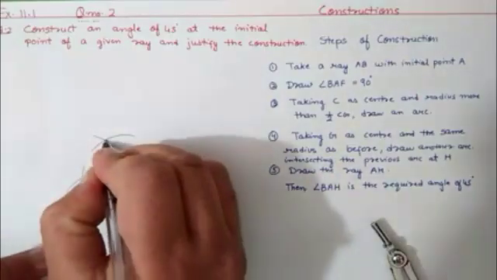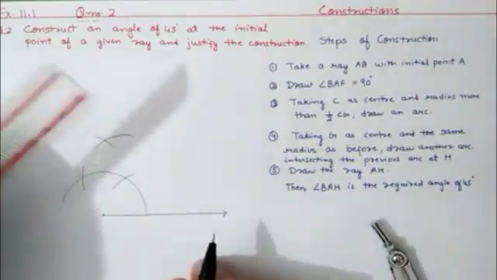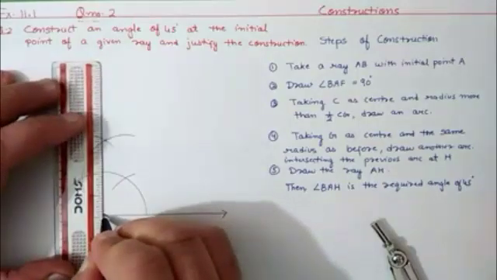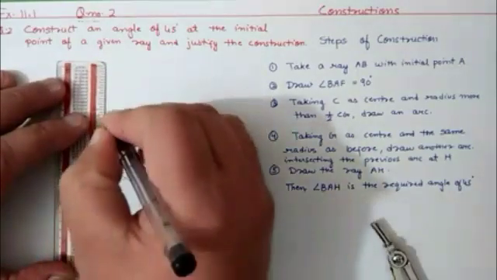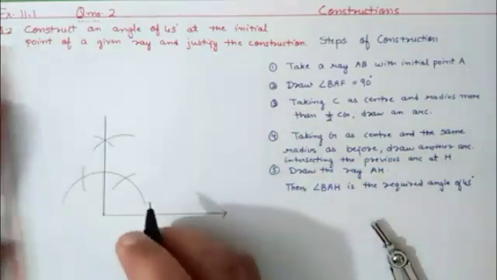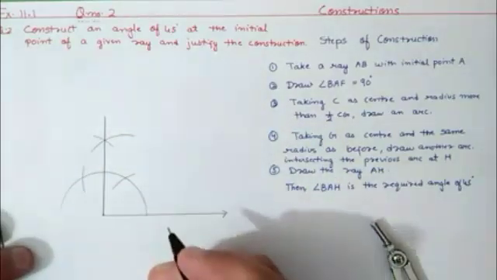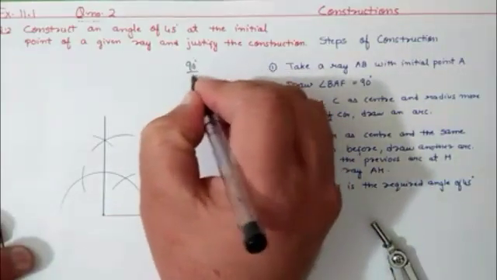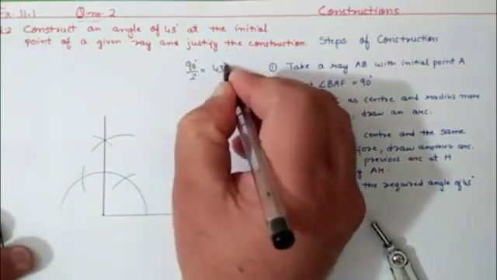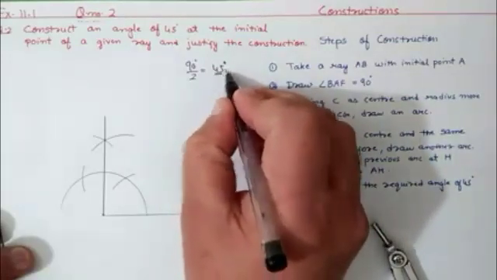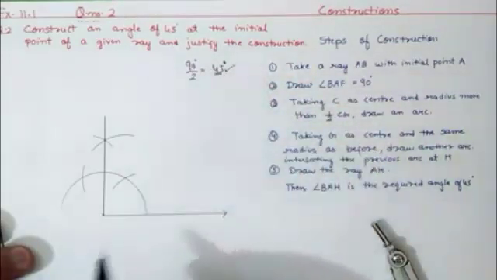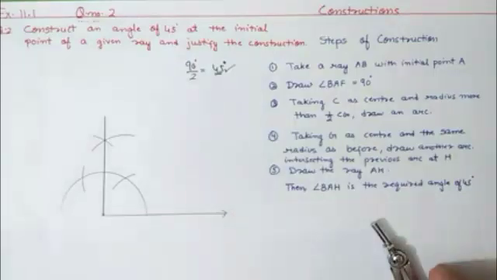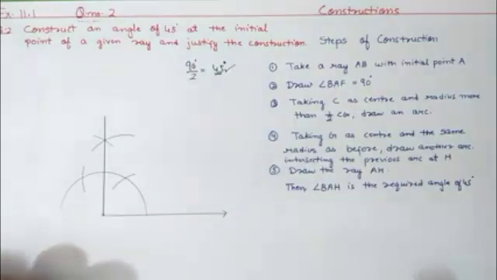Draw a line, keep one point over there, and then draw one more ray. Then you will get an angle over there, and that angle will be your 90 degree angle, which we studied previously in question number 1. Now 45 degree means 90 by 2. We want 45 degree, right? So first we have drawn 90 degree. Now we have to make half of 90 degree.